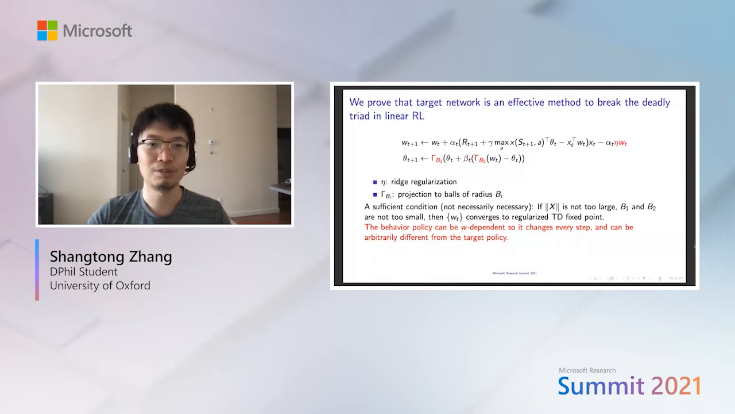effect. We find if the norm of the feature matrix X is not too large, and the balls B1 and B2 used for computing the projection are not too small, then we prove that the weight vector w generated by the linear Q-learning with the target network converges almost surely to the regularized TD fixed point.